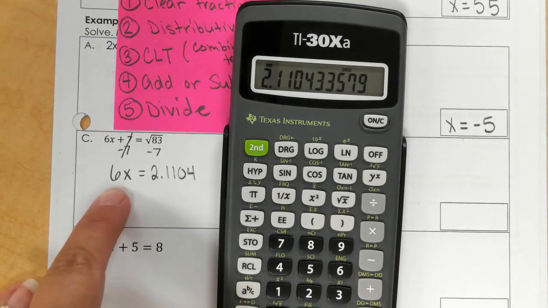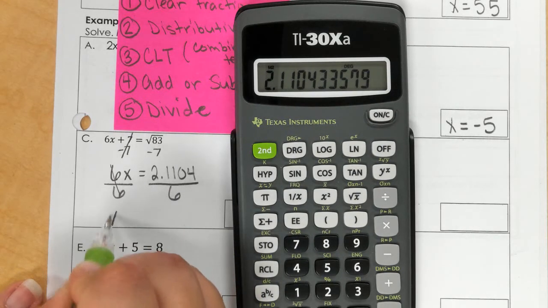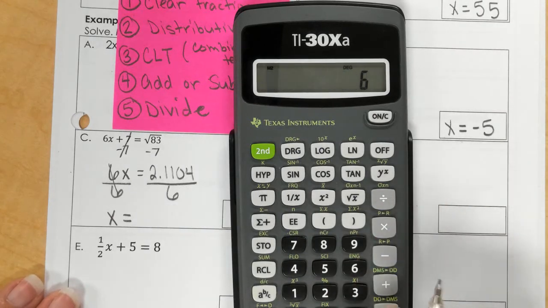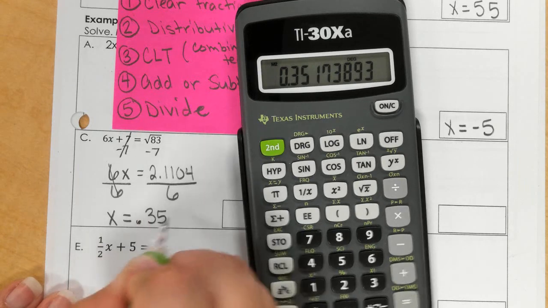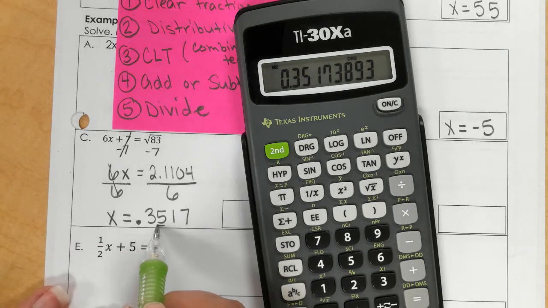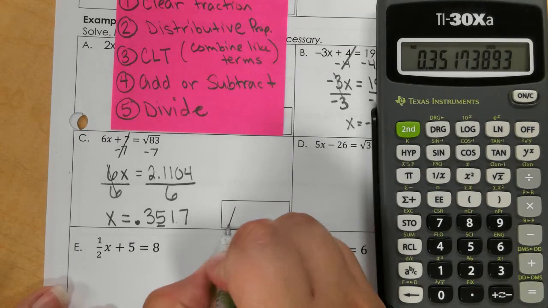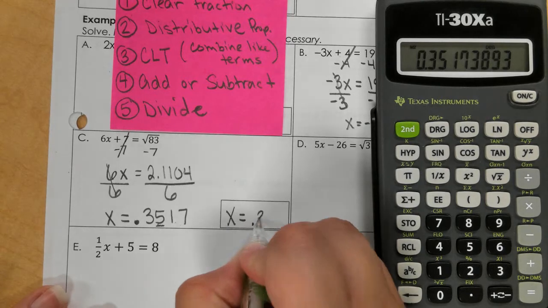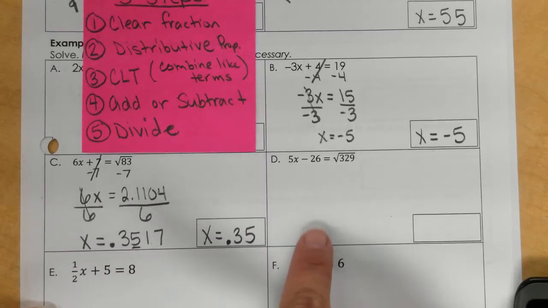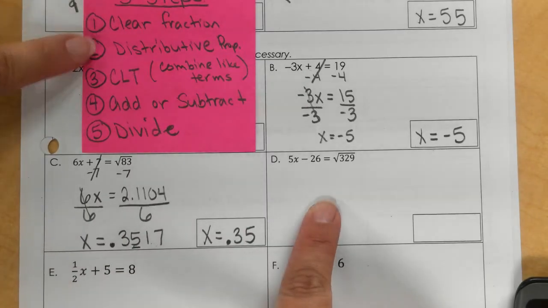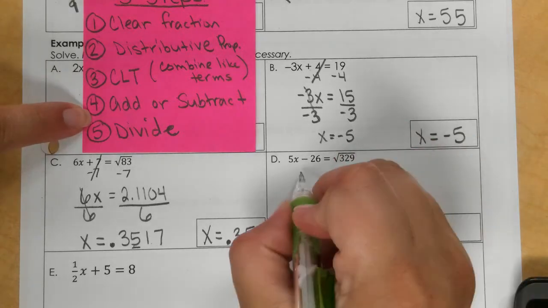And I'm going to divide both sides by 6. So divide by 6. And we get 0.3517. All right, so the 5 is in the hundredths place, and the 1 would keep the 5 the same. So my solution is 0.35. Okay, now as you can see, letter D is the same thing. If you go through your list, we can't clear, we can't distribute, there's not like terms on the same side, but we can add 26.